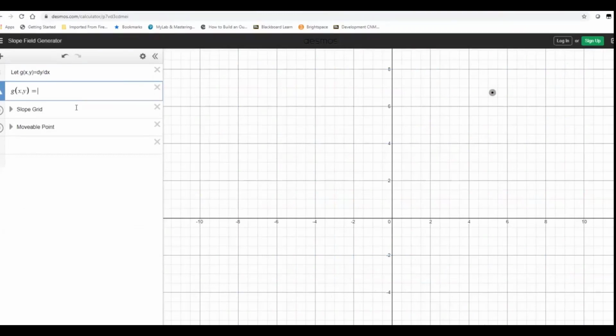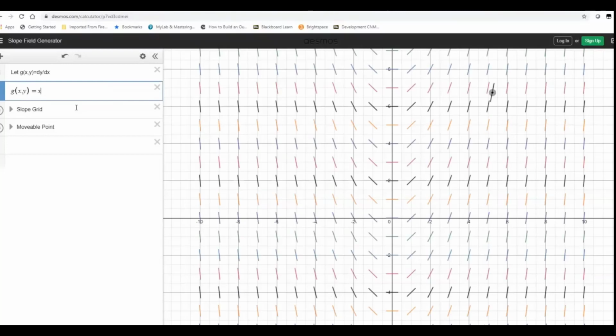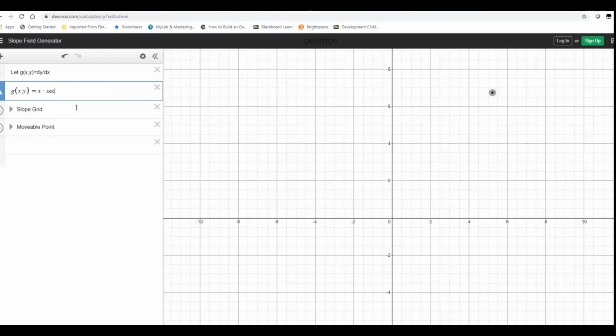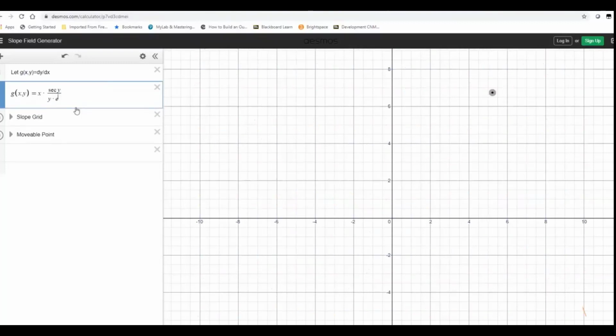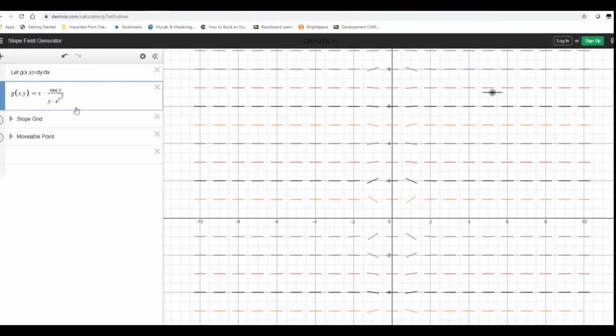So if you want to just see the one for that problem that we just did, I said it was going to be a pretty big mess. I'll just replace t with x here, so it would actually be x times the secant of y, divided by y times e to the power of x squared. Okay, so you can see the slope field that would be produced from that.